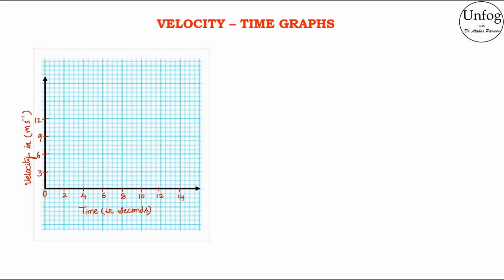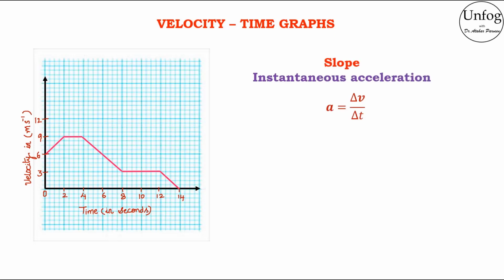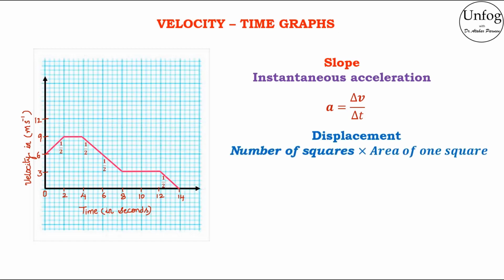If the velocity of a body does not change uniformly with respect to time, we can have a graph like this. It means that the body has variable velocity and variable acceleration. The slope of this velocity time curve at that point gives instantaneous acceleration, which is equal to delta V over delta T. In this type of velocity time graph, displacement can be found by counting the number of squares and multiplying them with the area of one square.